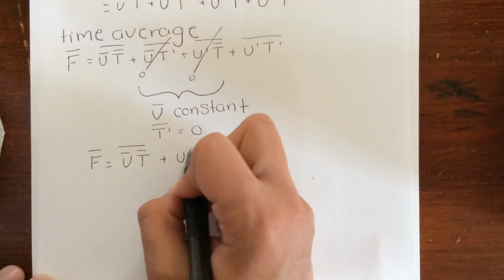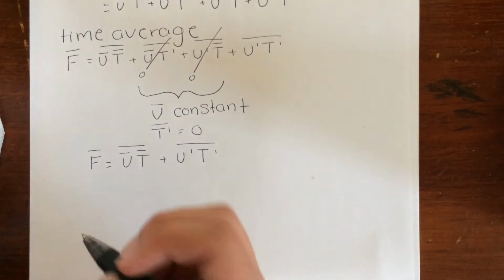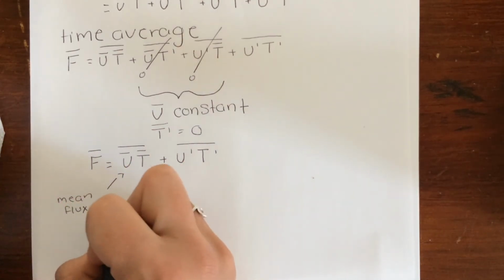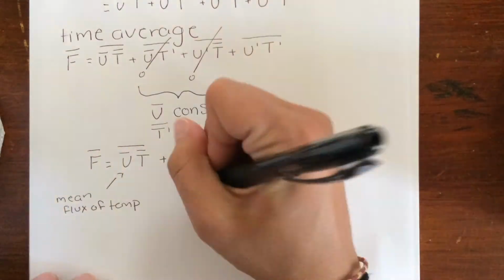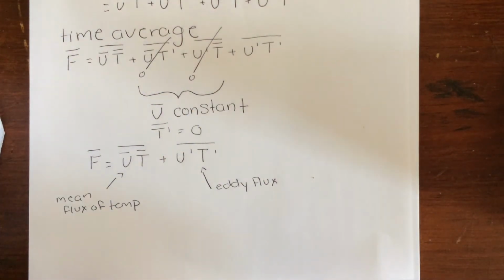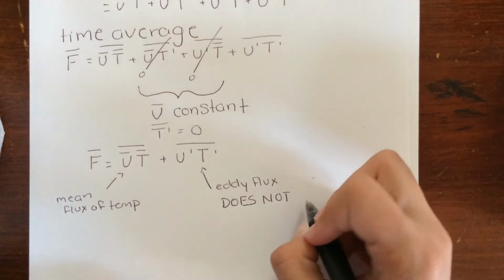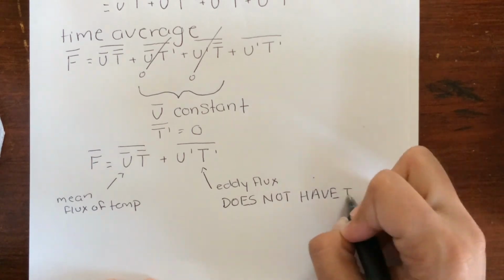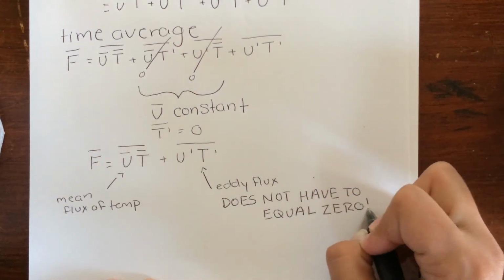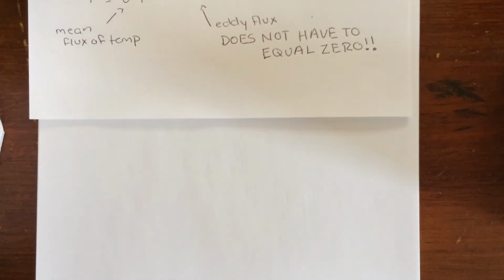Now we are simply left with this equation for mean temperature flux. We have our first term, which is our mean flux of temperature, and the second term, which is our eddy flux. Now you might be wondering why I've kept this eddy flux term in the equation. If the time average of u prime and T prime both have to equal 0, then they should still be 0 if multiplied together, and then time averaged. This, however, is not the case, and our eddy flux term does not have to equal 0. I will explain with the following simple example.